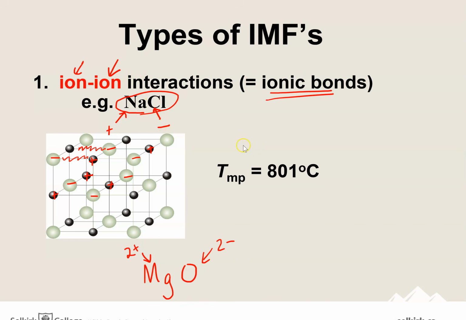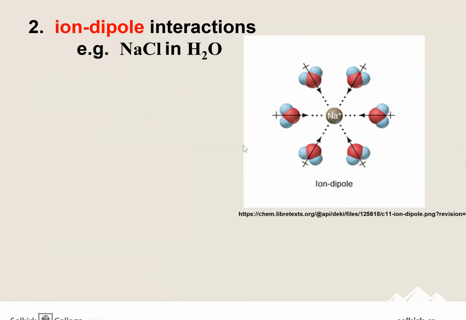What can we look at next? The next kind of intermolecular force I'll look at is an ion-dipole interaction. And that's an attraction between an ion and a molecule that has a dipole, or in other words, a polar molecule. So now we've got an attraction between a fully charged ion and the partially charged end of a polar molecule.